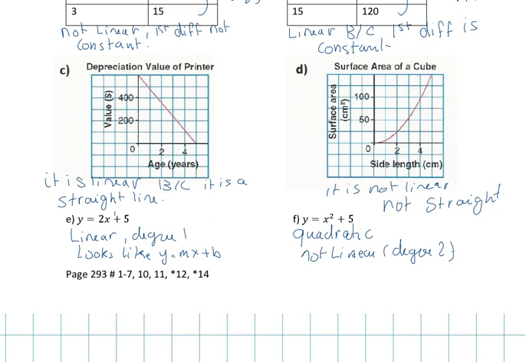Okay, so what we did here is that we used the 3 different formats, right? Graphs, tables, or equations to see if it is linear or not linear. Do you guys understand that? All right. Can I move to the next one?